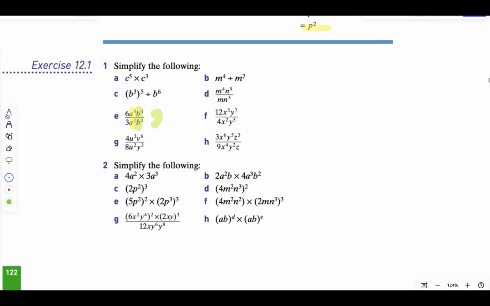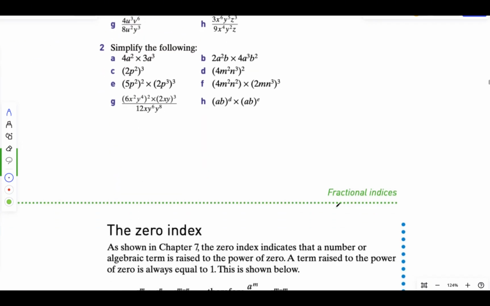Okay, let's use a pen instead of highlighter to write. So our answer will be 2, because 6 divided by 3, you get 2. A raised to the power 6 divided by a raised to the power 2, you get a raised to the power 6 minus 2, which is a raised to the power 4. And then b raised to the power 4 divided by b raised to the power 3, you get b raised to the power 4 minus 3, which is b raised to the power 1, which is just b. So this becomes your answer. Okay, so anyone like this, pause the video, solve all of these problems. They're not a big deal, just follow it.